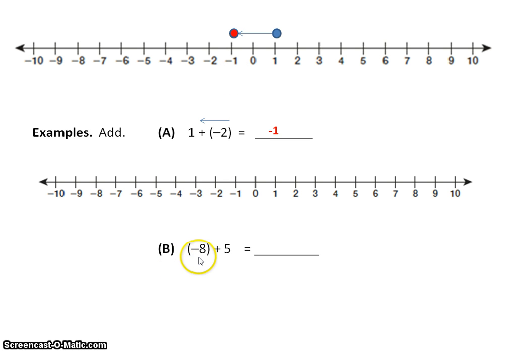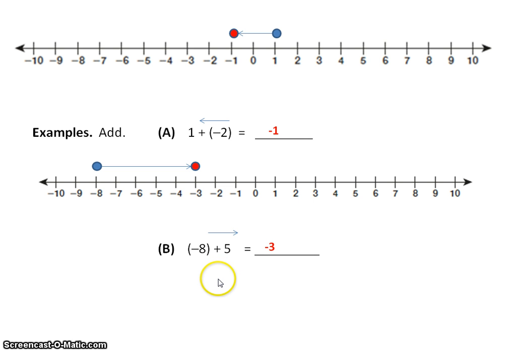In example B, negative 8 plus 5. I'm going to first start at a negative 8 on the number line. I'm going to add 5. When I add a positive 5 on a number line, I'm going to move to the right 5 spaces from a negative 8 in this case. So I'm going to start at a negative 8 and move 5 spaces. 1, 2, 3, 4, 5. And I will end up at a negative 3. So negative 8 plus 5 comes out to be a negative 3.